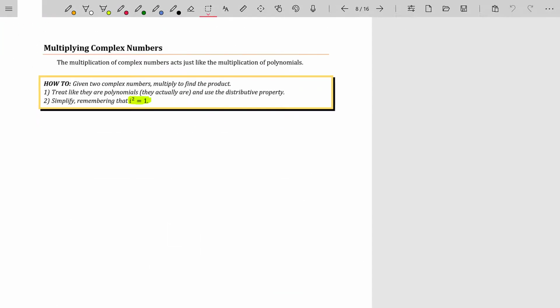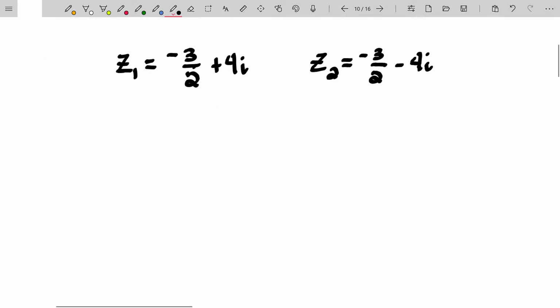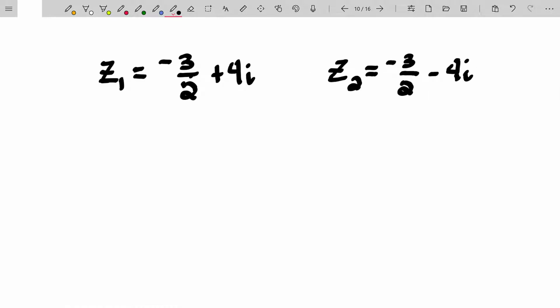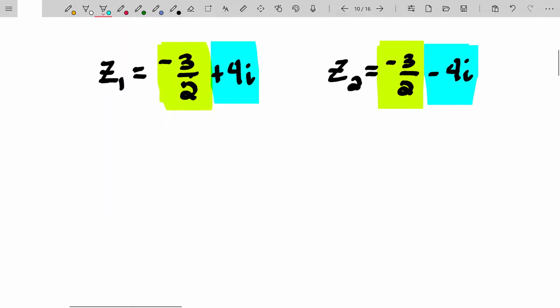So let me go over to that page we were just on. We're going to multiply these two together. Now, I want you to pay attention to the form of these complex numbers. They're very close. In fact, their real parts are identical. Their imaginary parts are opposite in sign. And that means that these are called conjugates. If you've been following my lecture videos so far for a review for college algebra, you should know what a conjugate is. If you don't, we'll define it in a moment.